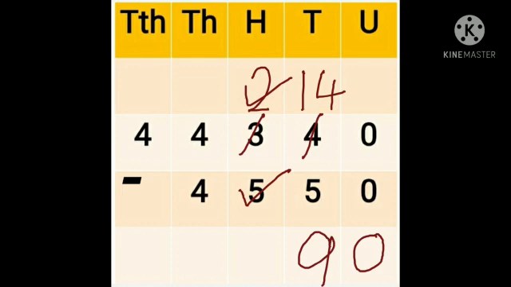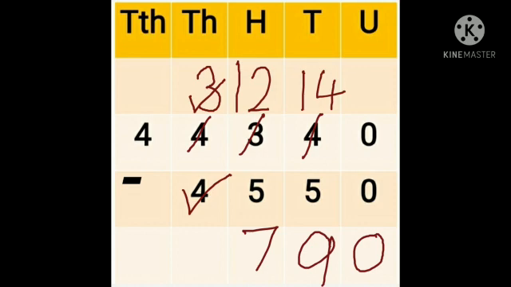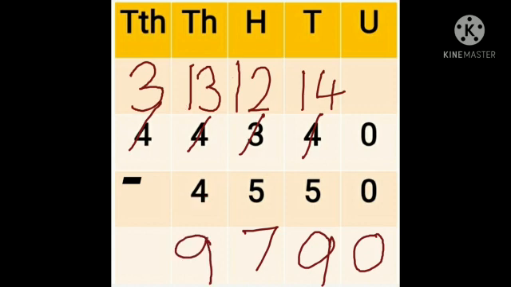So 100 will borrow from 1000 place. After borrowing 1000, we get 12 in 100 place and 3 will remain in 1000 place. Now 12 minus 5, we get 7. 3 minus 4, we can't subtract. So 1000 will borrow from 10,000 place. After borrowing 10,000, we get 13 in 1000 place and 3 will remain in 10,000 place. Now 13 minus 4, we get 9. 3 minus nothing, we get 3.